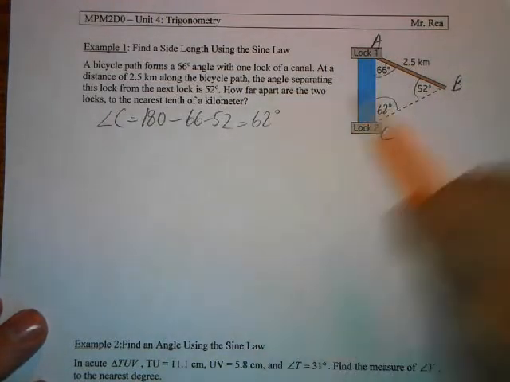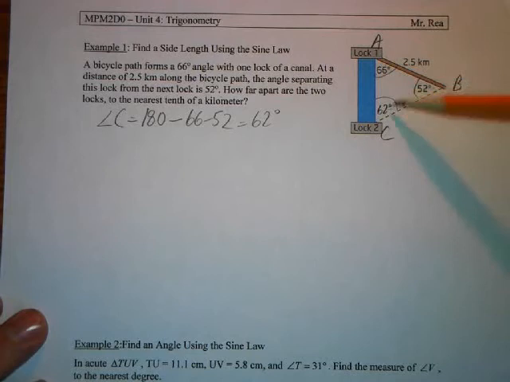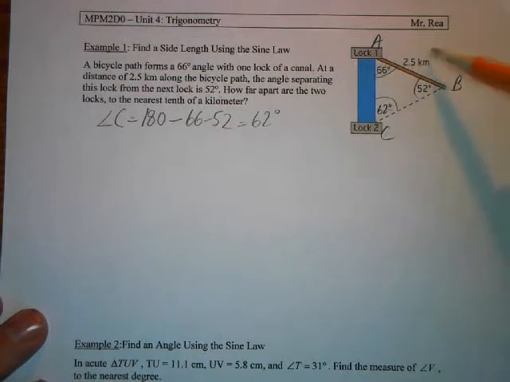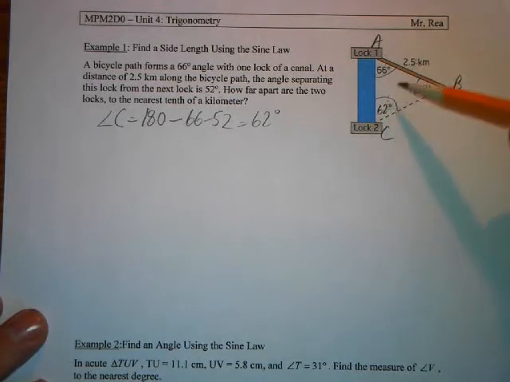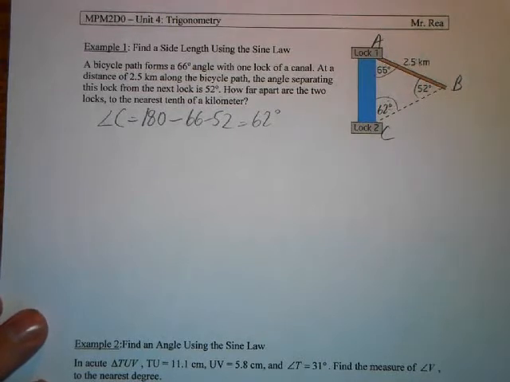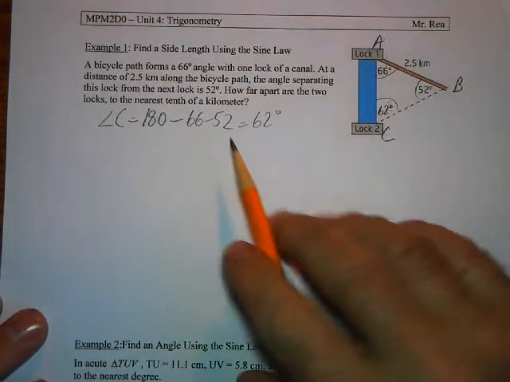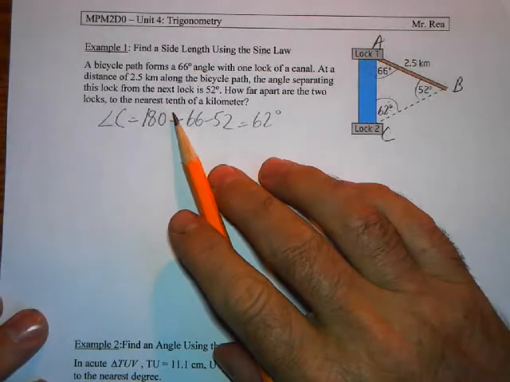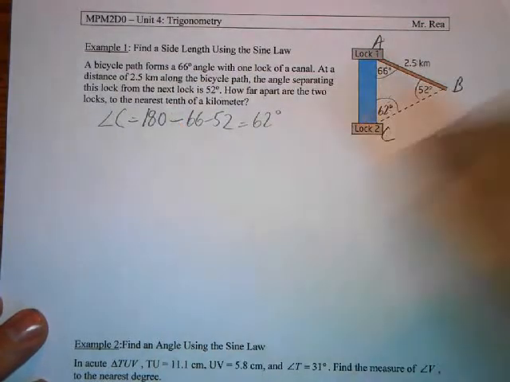Okay, so if I'm looking at this, I've got three angles, I got one side, so I ask myself, do I know a complete side angle ratio? Meaning, do I know a side and its opposite angle? Yes, I do, these two here. And do I know another piece of information? Actually, I do. I know two other pieces. I know both the other two angles, so I can definitely use sine law for this. Okay, so the question is, how far apart are the two locks to the nearest tenth of a kilometer? Okay, so where is that?